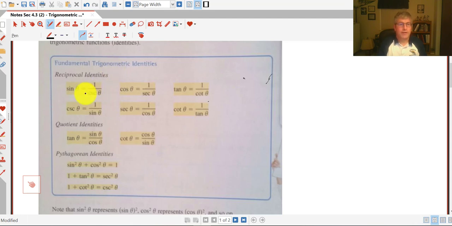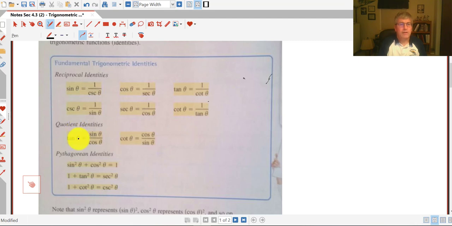There are reciprocal identities. We know that the sine of theta and its reciprocal is cosecant, so the sine of theta equals 1 over the cosecant, and the cosecant of theta equals 1 over the sine. They're reciprocals of each other. And that's the same for cosine. Cosine of theta is 1 over the secant, and the secant of theta is 1 over the cosine, and tangent is 1 over the cotangent, and cotangent is 1 over the tangent. So those are reciprocal identities.